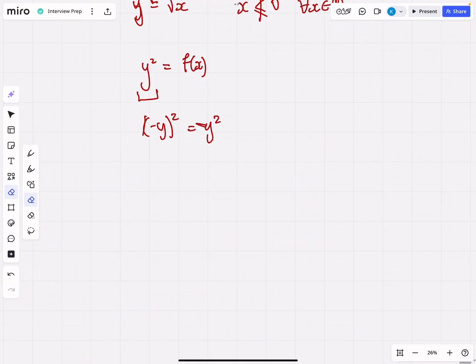I don't know why my mirror is doing that. Let's try and rub this out. Oh, it's not going to rub out. Nice.